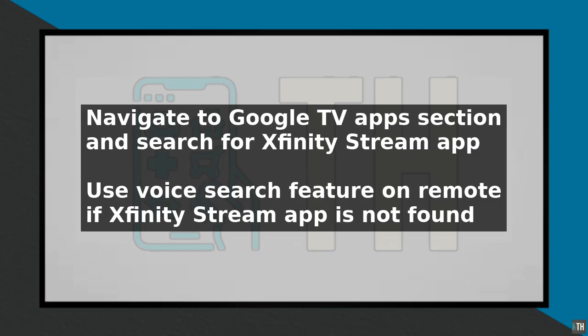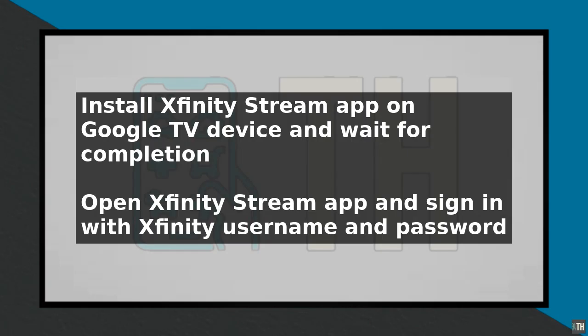After the installation is complete, open the Xfinity Stream app and click the Sign In button. Enter your Xfinity username and password to sign in to the app. If you have two-factor authentication enabled on your Xfinity account, you may be prompted to enter a verification code sent to your phone or email.